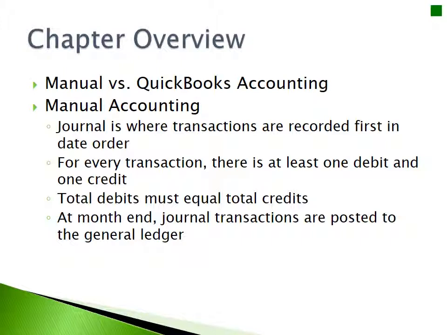In compound entries, more than one account can be debited or credited as long as the totals of the debits and credits equal. Transactions can be recorded only in the general journal, or some transactions can be recorded in special journals. In either case, at month end, the transactions from the journals are posted to the general ledger.